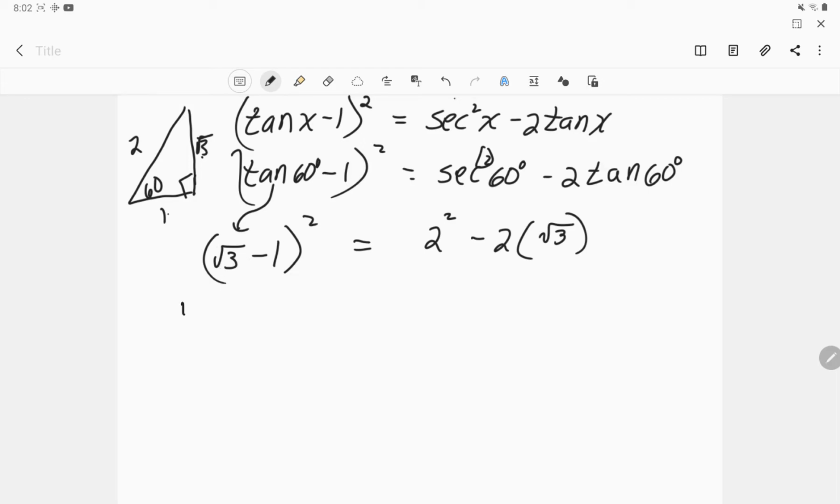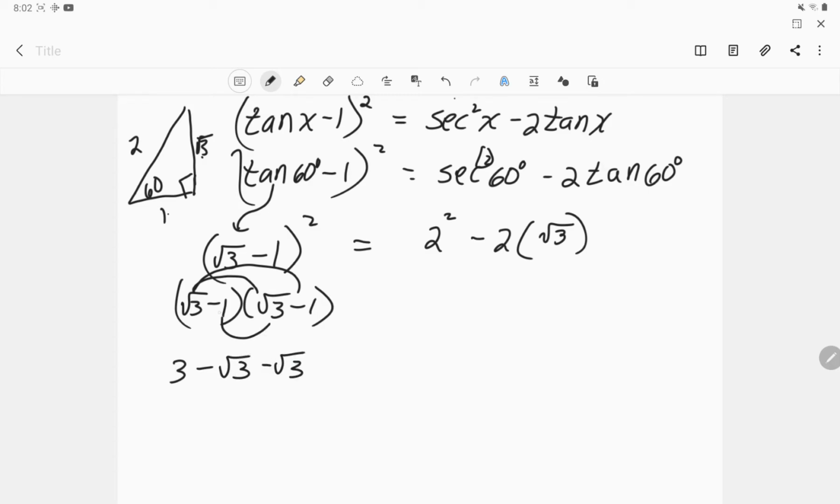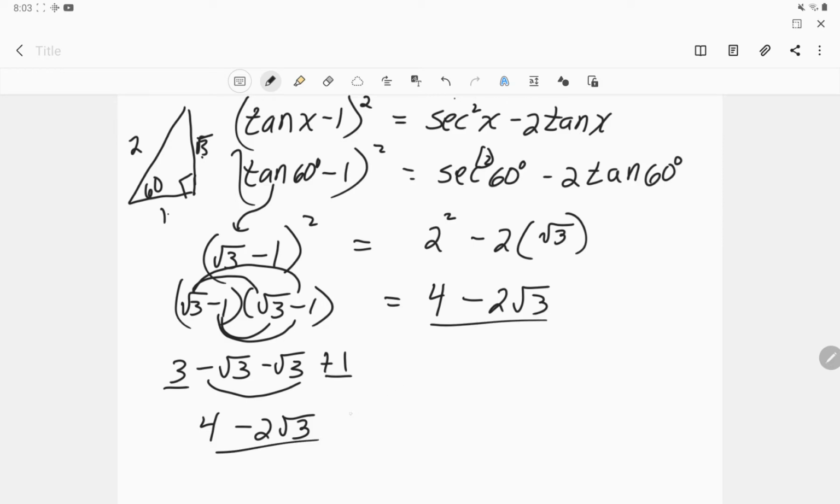Root 3 minus 1 squared is root 3 minus 1 times root 3 minus 1. If I do FOIL with that, root 3 times root 3, that's 3. Root 3 times negative 1 is negative root 3. Negative 1 times root 3 is negative root 3. And negative 1 times negative 1 is positive 1. So 3 plus 1 is 4. And negative root 3 and negative root 3 is negative 2 root 3. On the other side, 2 squared is 4 minus 2 root 3. Oh, look, the two sides are equal.